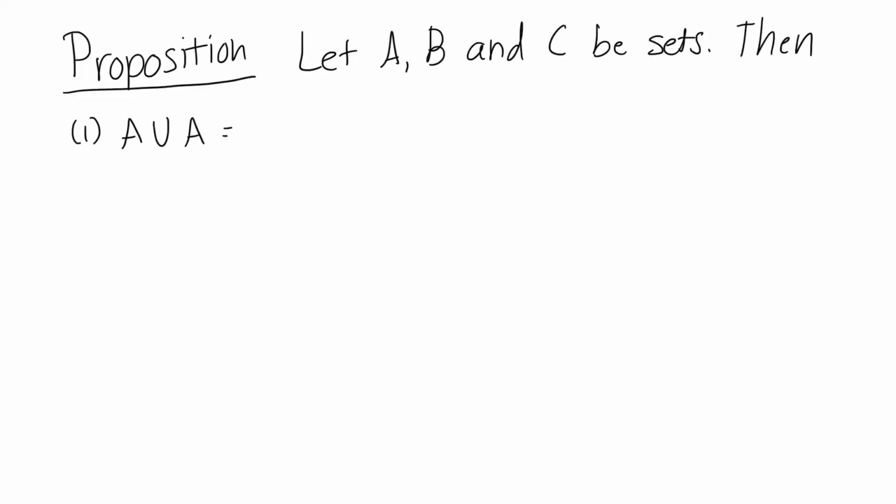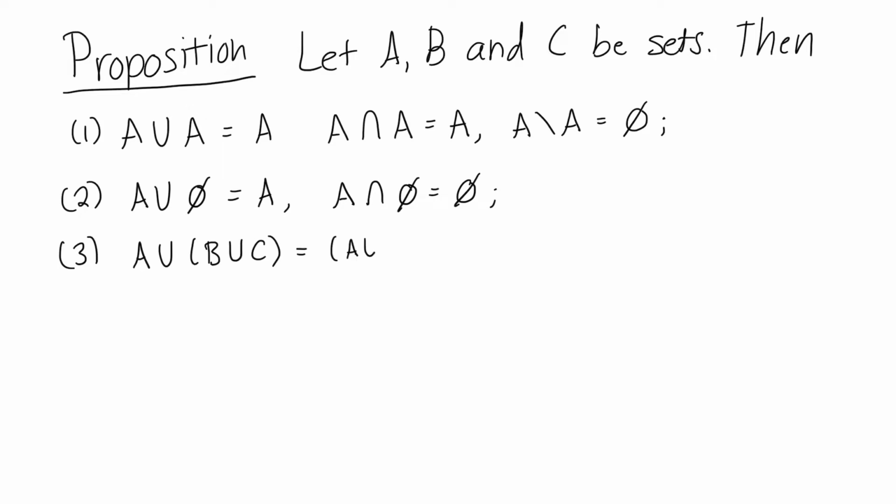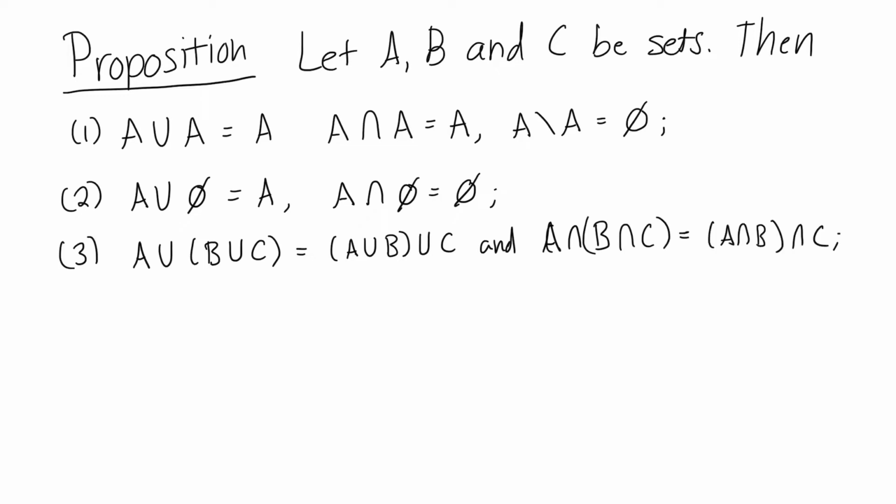Then, 1: A union A equals A intersect A equals A, and A minus A is the empty set. 2: A union the empty set is A, and A intersect the empty set is the empty set. 3: A union (B union C), where we do B union C first, is the same as (A union B) union C. And A intersect (B intersect C), where you do the B intersect C first, is the same as (A intersect B) intersect C.